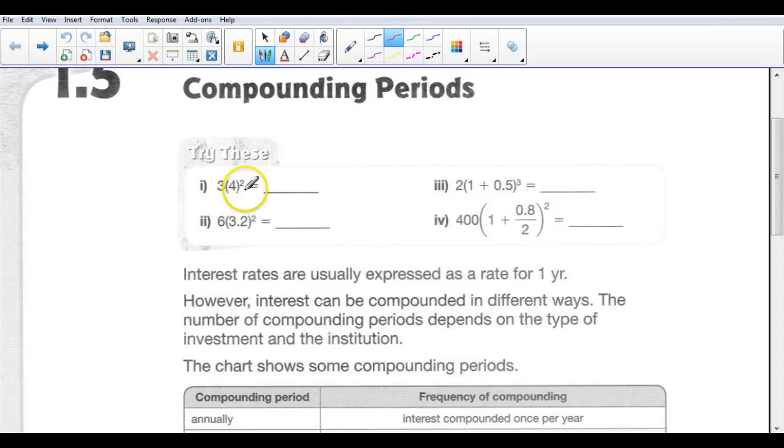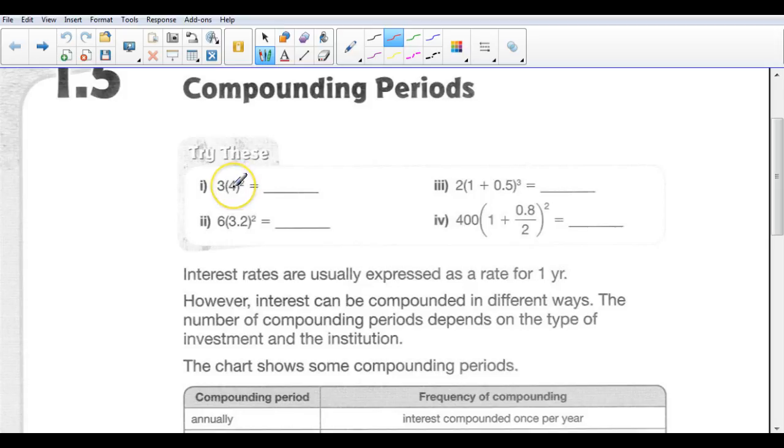Let's try these. Now remember, when we do these, we have to do BEDMAS: brackets, exponents, division, multiplication, addition, subtraction. We have to follow the order of operations. So some might say, well, we got 3 times 4 in brackets to the exponent of 2. Some might do 3 times 4, which is 12, and square that. 12 times 12 is 144, but that would give you an incorrect answer.